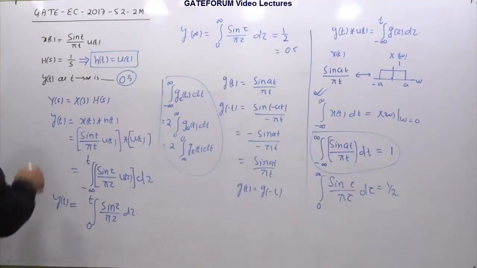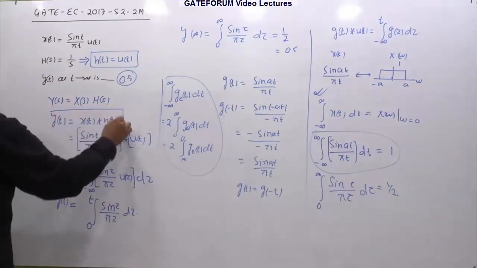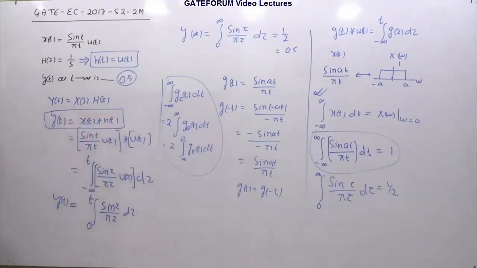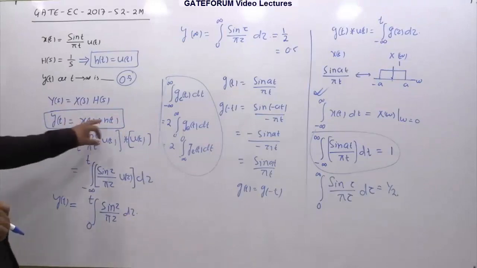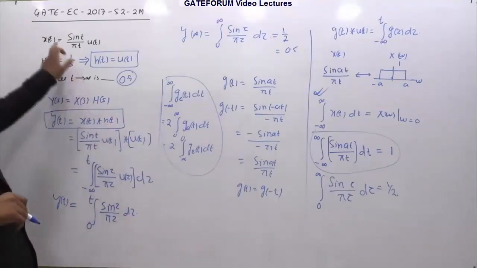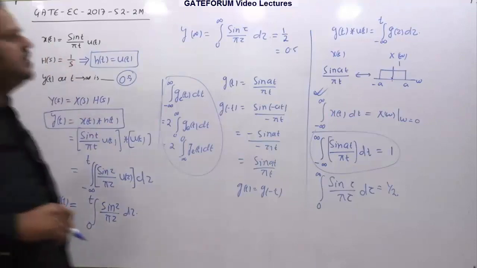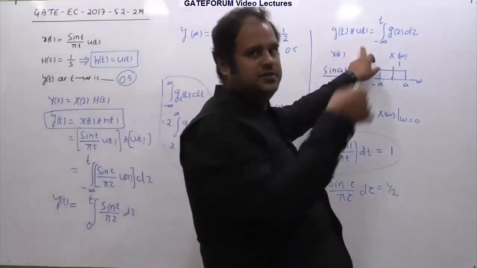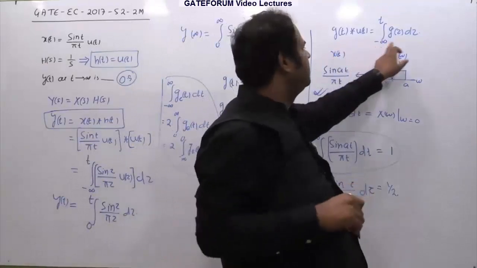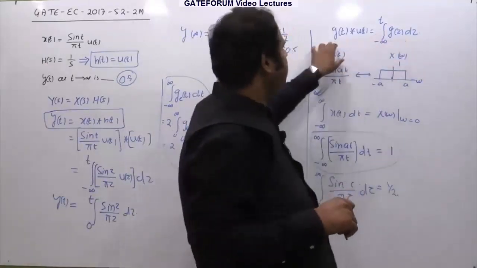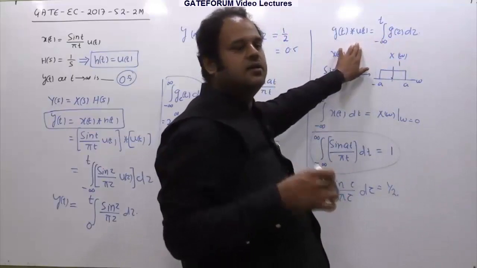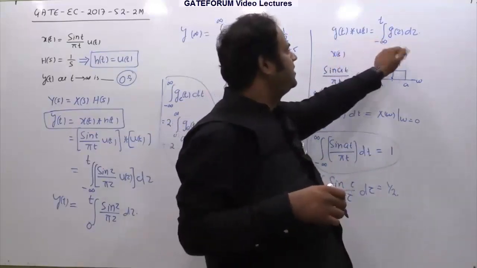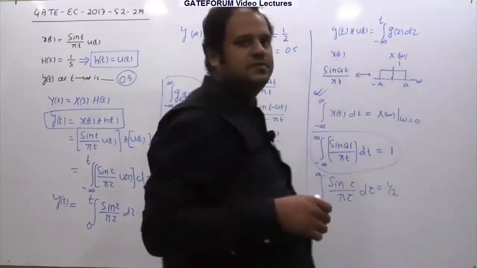So in the time domain, the output is related to the input and impulse response by convolution, by these relations, where this h of t is a u(t) function and x of t is this function. So any signal convolved with a step signal is the integration of that signal in the limit of minus infinity to t, okay, with respect to this one, right? So any signal convolved with a step signal is equal to the integration of that signal with respect to tau in the interval of minus infinity to t.